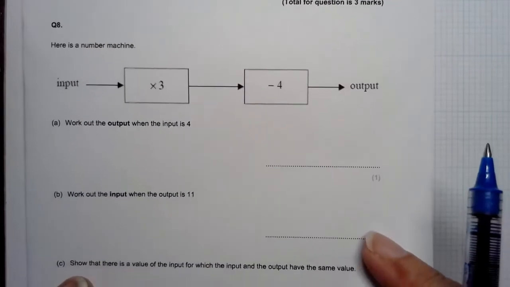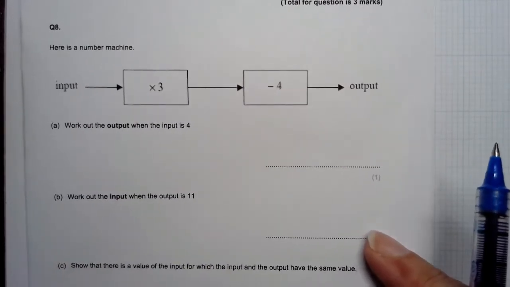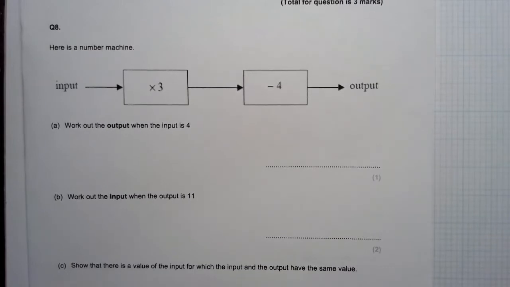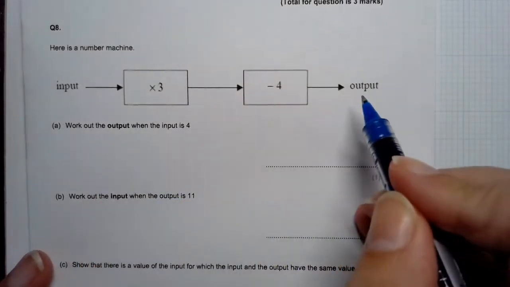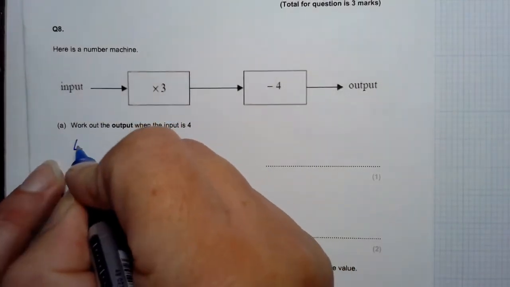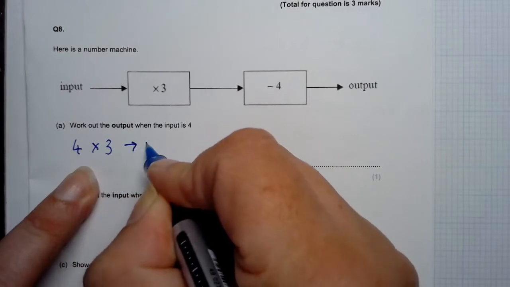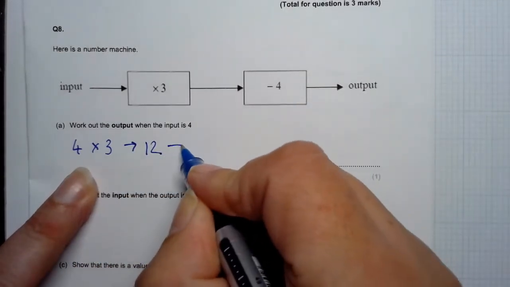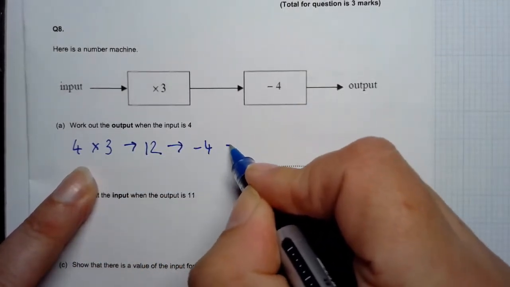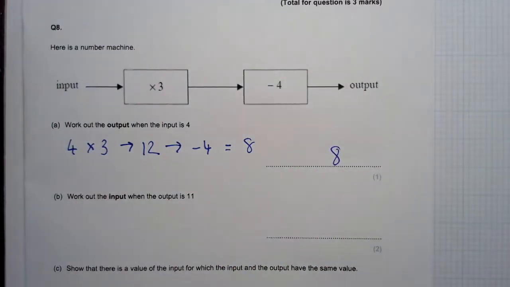Question 8 is a number machine. We haven't done these recently, but you should recognise them from when you've seen them in the past. So if we're trying to work out the output, it's what comes out when we put the number 4 in. So if I put 4 in and times it by 3, I'm going to get 12, and then if I minus 4, I'm going to get 8. So the output would be 8.